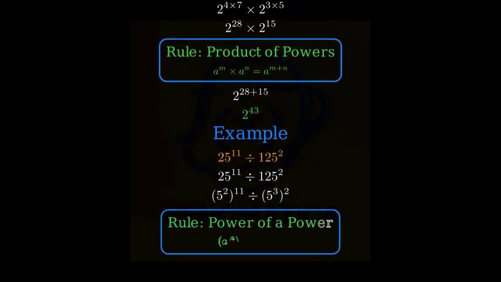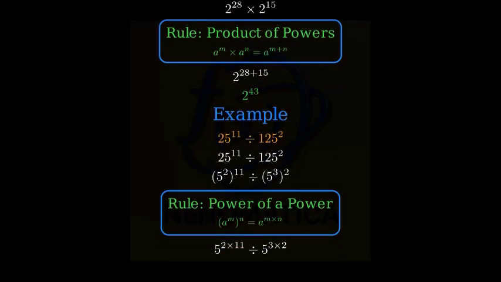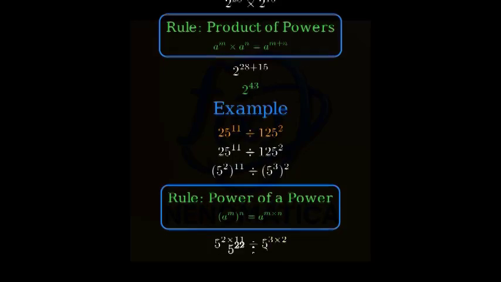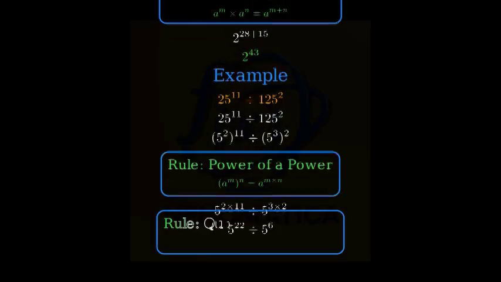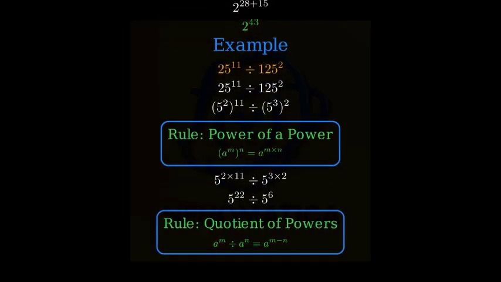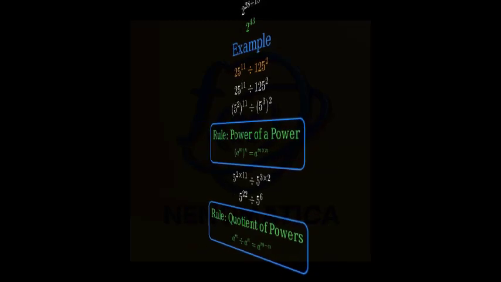Now, we'll use the power of a power property. For 5 squared to the 11th power, we multiply 2 by 11 to get 5 to the 22nd power. For 5 cubed squared, we multiply 3 by 2 to get 5 to the 6th power. Now, we'll use the quotient of powers property, which states that when we divide powers with the same base, we subtract the exponents.